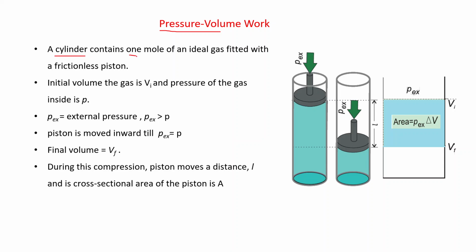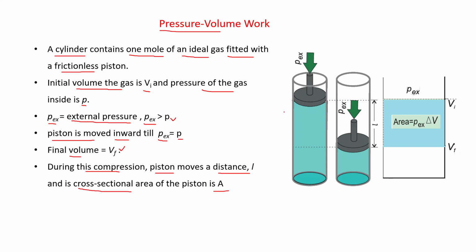A cylinder contains 1 mole of an ideal gas fitted with a frictionless piston. Initial volume of the gas is Vi and pressure of the gas inside is P. If Pex represents the external pressure and this external pressure is greater than the pressure of the gas inside the cylinder, then what will happen? The piston is moved inward till the external pressure becomes equal to the pressure of the gas and the final volume reached is Vf. During this compression, the piston moves a distance L and the cross-sectional area of the piston is A.